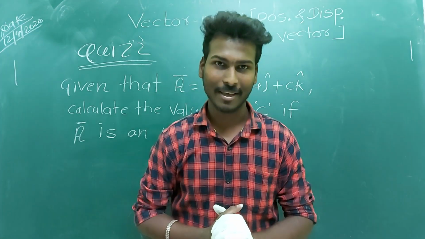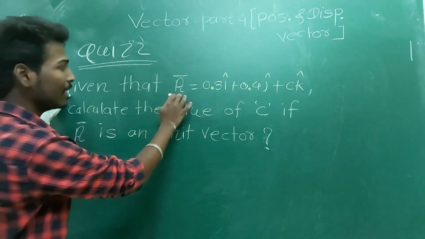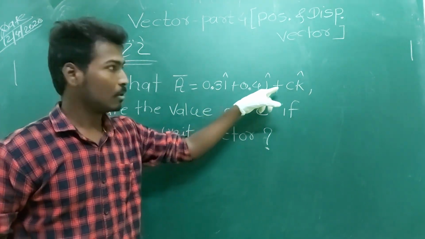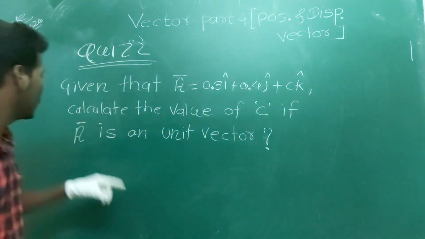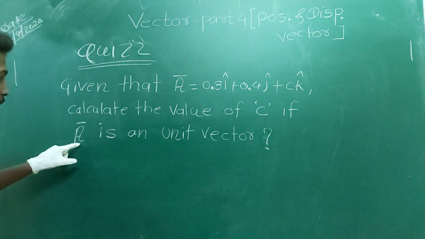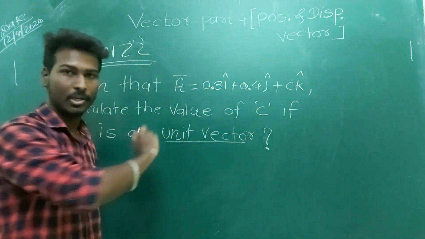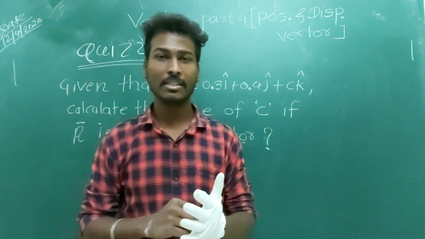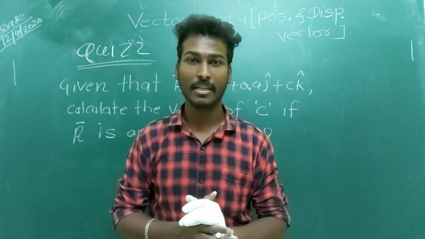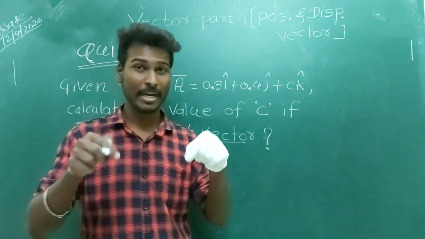Okay, so today's quiz: given that A bar is equal to 0.3 I cap plus 0.4 J cap plus C K cap, calculate the value of C if A bar is a unit vector. If you don't know what a unit vector is, then go to the previous lecture. I have told you what a unit vector is in the types of vector, and whoever is going to tell me the answer of this question in the comment box.